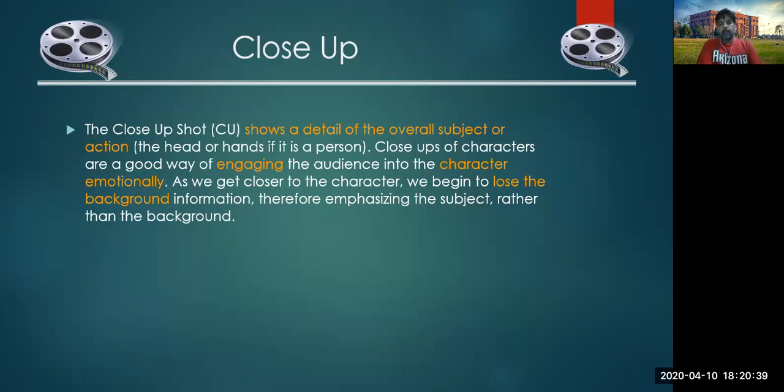If he is crying or he's happy or he's saying something serious, what you need to do, you need to have a close-up. So close-ups are very important, but do not use close-ups so frequently, because using close-ups frequently doesn't look nice.